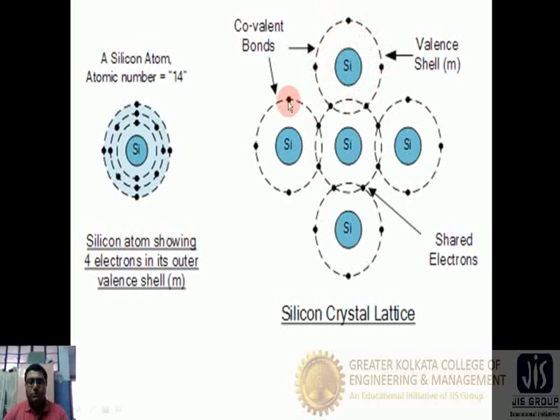So this is the important thing of the silicon crystal lattice. You can see how the covalent bond is being formed in the silicon lattice to stabilize the silicon lattice. This is the most important thing.